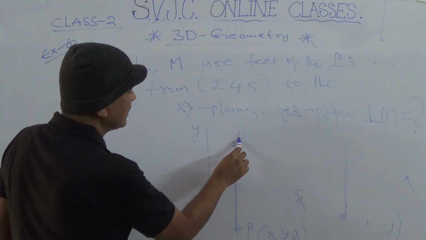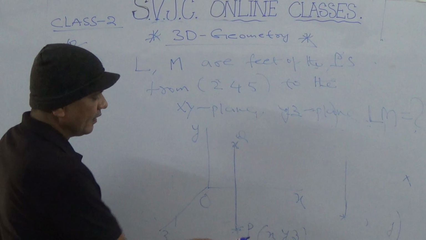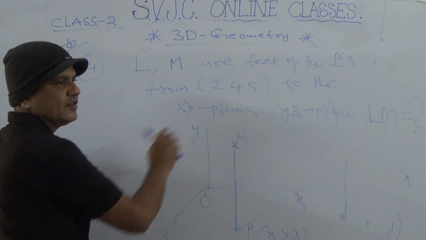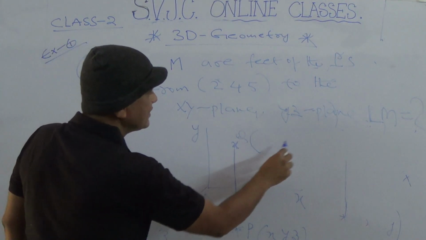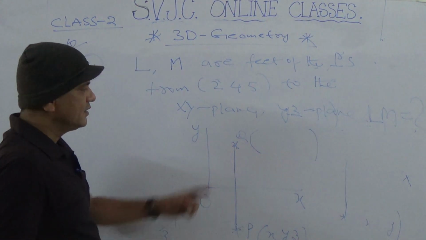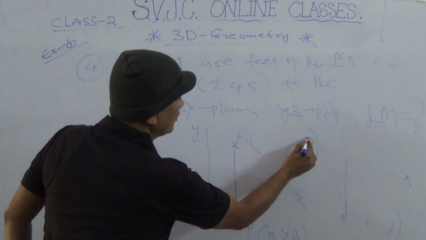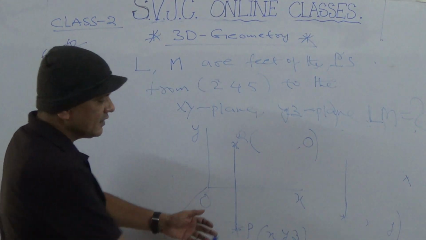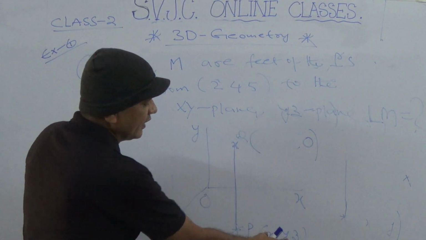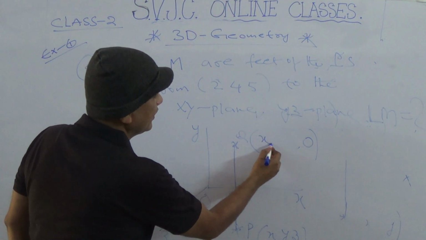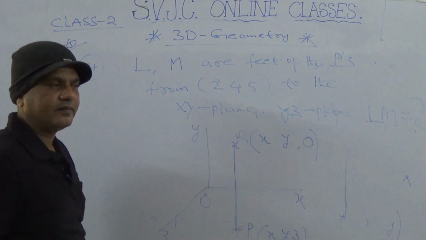This point is called the foot of the perpendicular from this point to the xy plane. Since Q lies on the xy plane, its z coordinate is 0. Then what about the x and y coordinates? The x and y coordinates are the same: x coordinate is x, y coordinate is y.